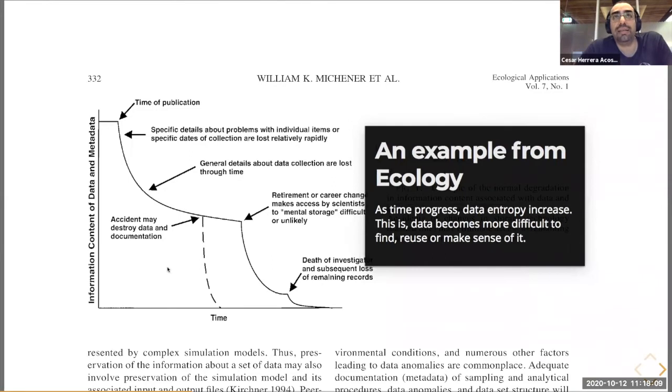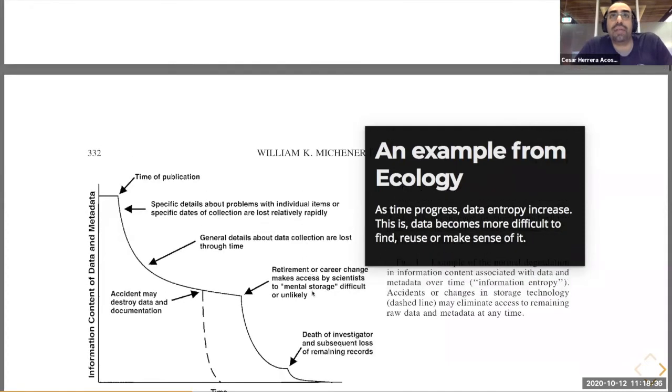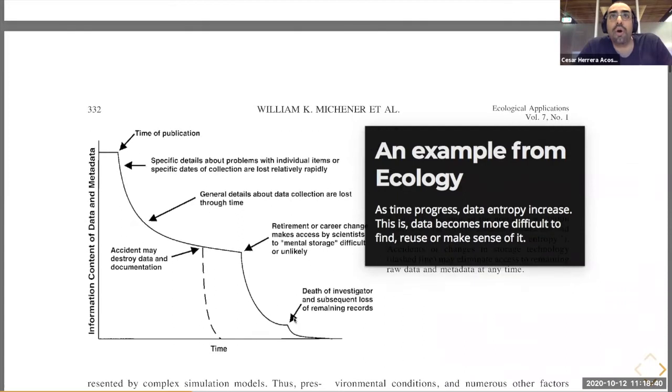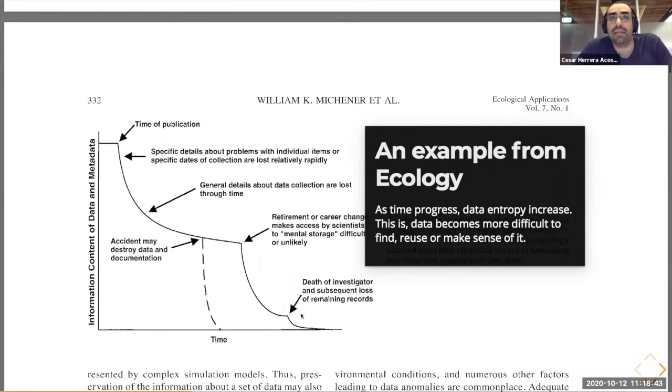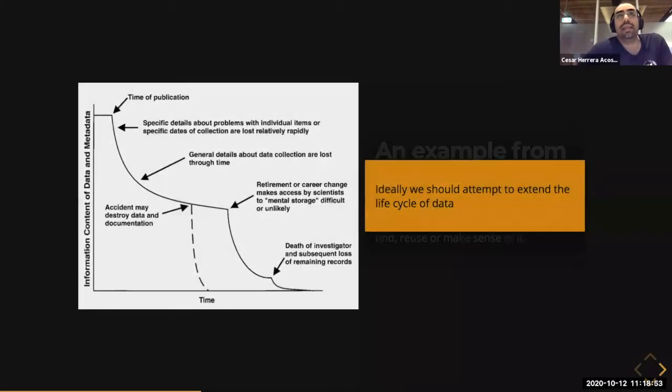And what these people suggest, and based on my observations, I agree with them, is that as time progresses, data integrity and data quality start to decay. And what are the reasons for this data decay? Well, some details about the data are lost because they were in an Excel file and you switch computers. Some data might have been lost because some storage failed, or at some point, once the scientists pass, data also passes, right? So this is what they call data entropy. So I think that we should ideally attempt to extend the life cycle of data.